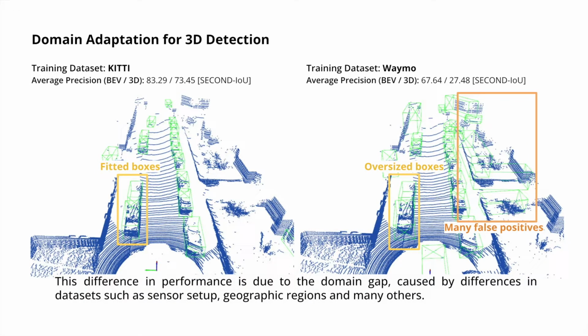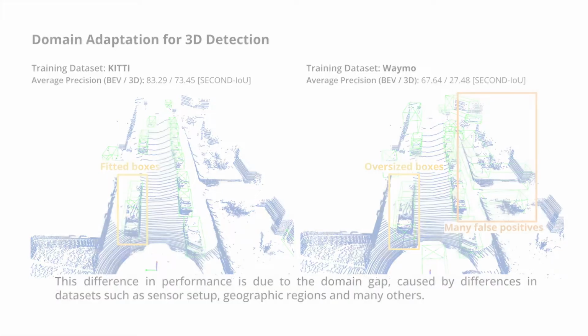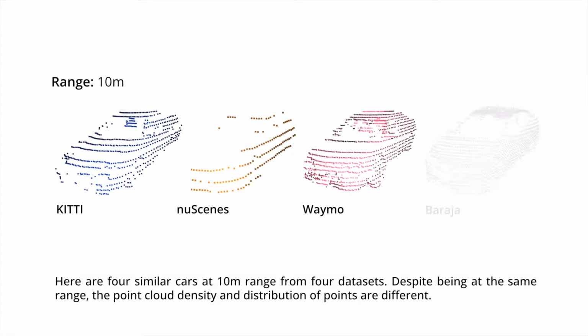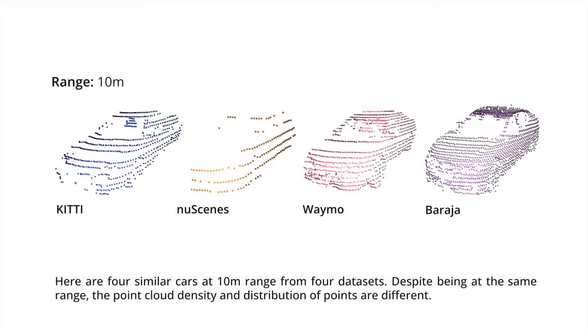This difference in performance is due to the domain gap, and this is caused by differences in datasets such as sensor setup, geographic regions, and many others. One of the factors that causes this drop in performance is the difference in LiDAR scan pattern. Here are 4 similar cars at 10 meters of range from 4 datasets. Despite being at the same range, the point cloud density and distribution of points are different.